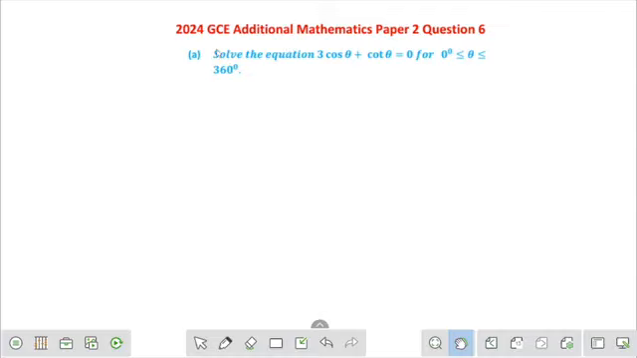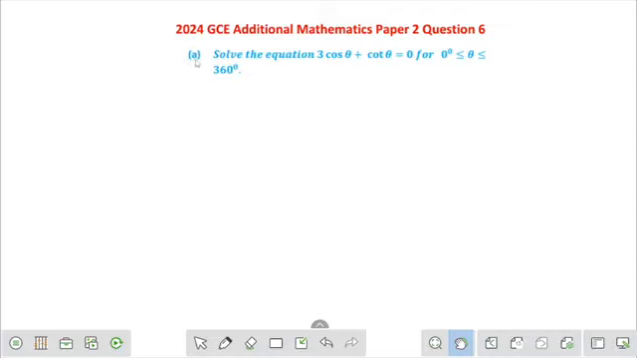So in this presentation, we are still answering additional mathematics for 2024 GCE paper 2. And we are going to look at question A, which came under question 6A. Okay, so the question reads, solve the equation 3 cos theta plus cot theta is equal to 0, for 0 degrees less than or equal to theta less than or equal to 360 degrees.